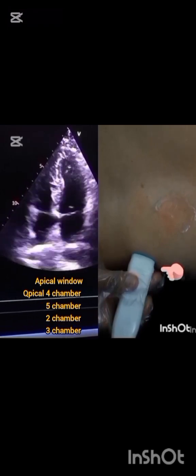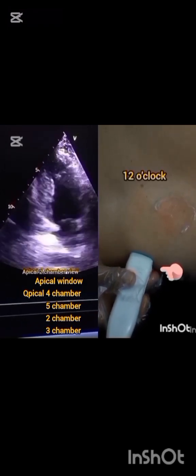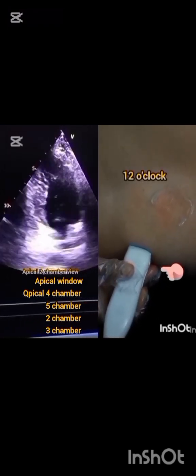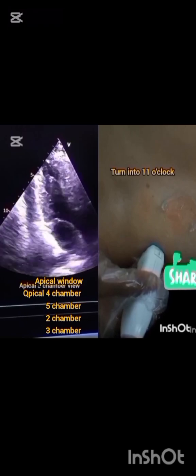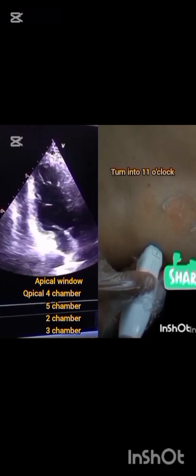and you can see the 4-chamber. Here the marker point is toward 12 o'clock and the 2-chamber view is made. And now I am rotating the probe toward the right shoulder, or 11 o'clock. Here you can see the 3-chamber view.